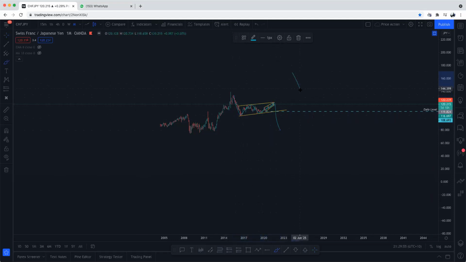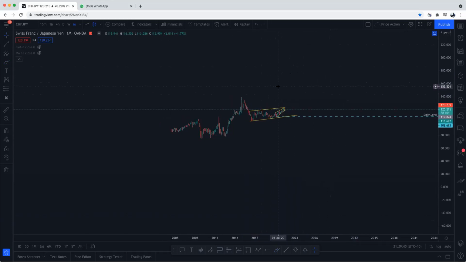Can you see that? On the monthly, this is what has been happening. So price has moved this way and corrected. Okay, I'm expecting a continuation. This is the pattern that we have on the monthly, if you can see. Okay, so that's what we have on the monthly. Okay, got it. Sorry, guys. So this is what we have on the monthly on CHF JPY.